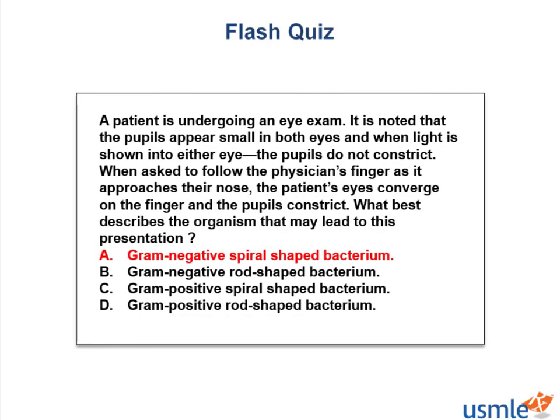The correct answer is A, a gram-negative spiral-shaped bacterium. This patient's exam findings are consistent with Argyll-Robertson pupils. That is, pupils that do not constrict to light, but do constrict to accommodation. This finding indicates that the patient may have tertiary syphilis, caused by Treponema pallidum, a spirochete, that is, a gram-negative spiral-shaped bacterium. If you missed this, do not be hard on yourself, as it was not a fair question for this lecture, since we did not cover syphilis in depth.